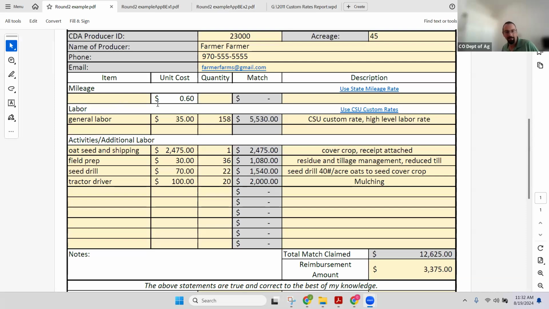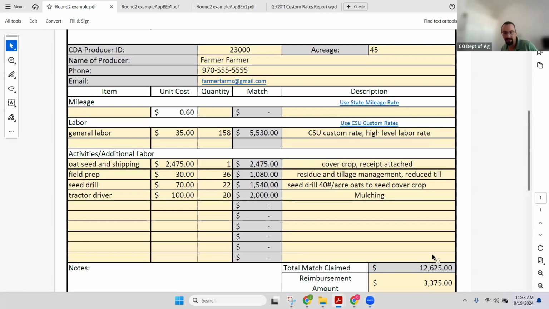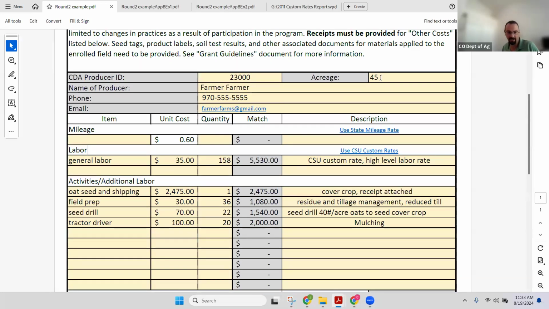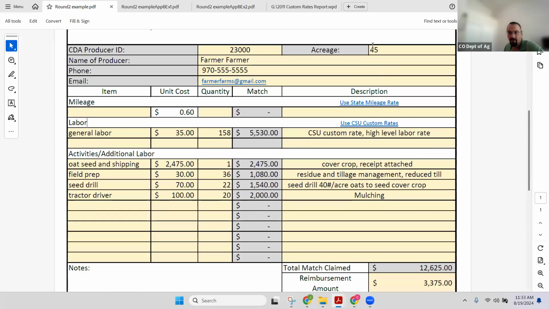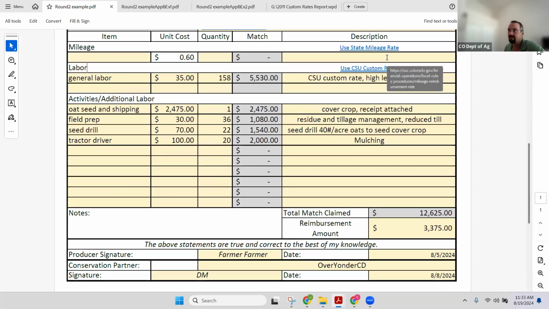Okay, so all these charges added up to $12,625 on this 45-acre piece. High or not, it is what it is. So this person has a 45-acre parcel that they've submitted. And that 45 acres needs to be multiplied by $75 per acre, because that's the maximum allowable reimbursement.